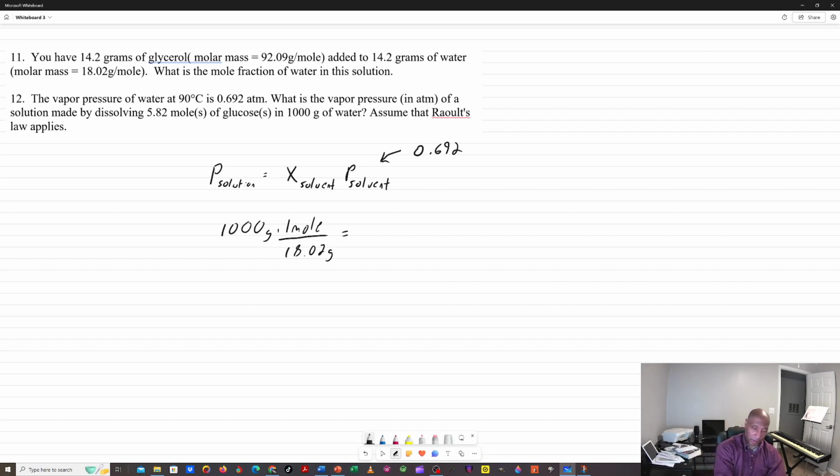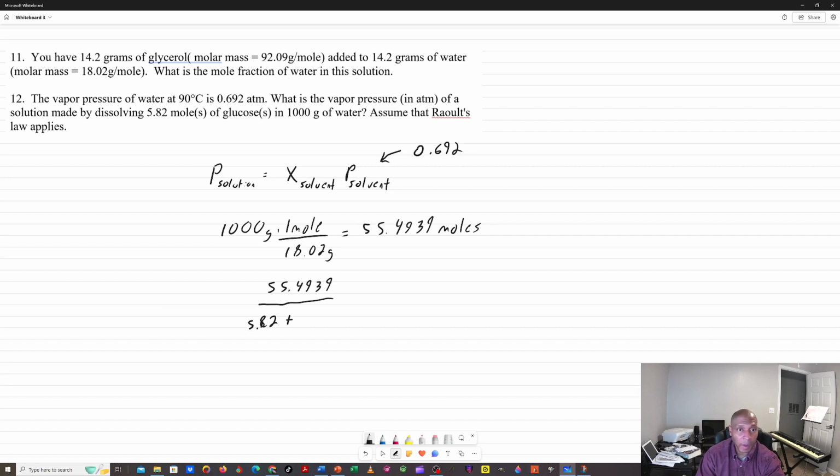Let me see. It appears to be 55.4939 moles. Okay, so my mole fraction of water is going to be 55.4939 divided by 5.82 plus, let me see, this is good too.